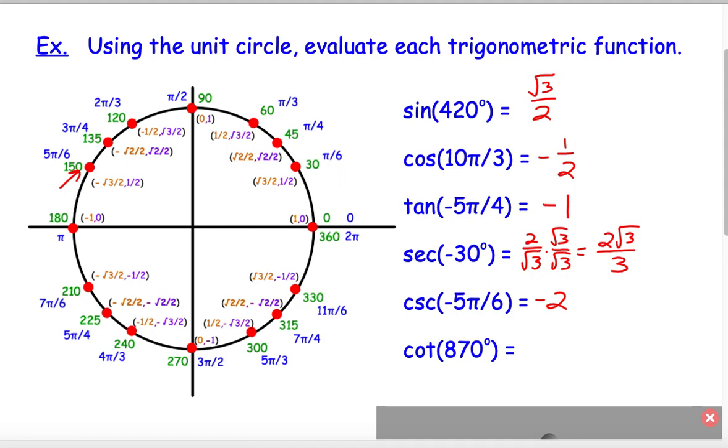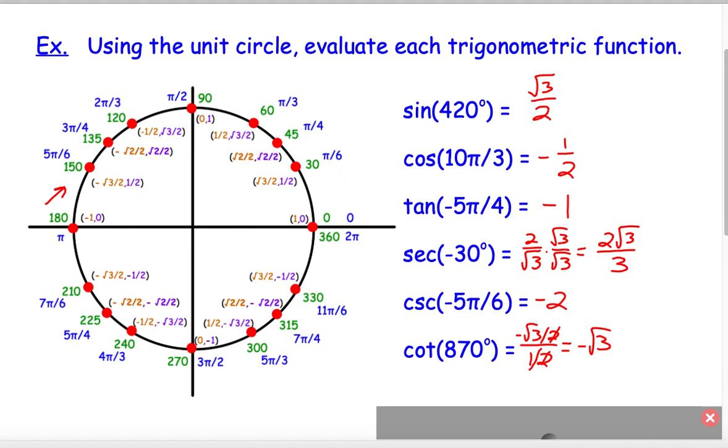And the cotangent is the reciprocal of the tangent. We know the tangent is sine over cosine, so the cotangent will be cosine over sine. So cosine divided by sine: negative root 3 over 2 over 1/2. The 2's cancel. So that's going to give me negative root 3 over 1, or just negative root 3.